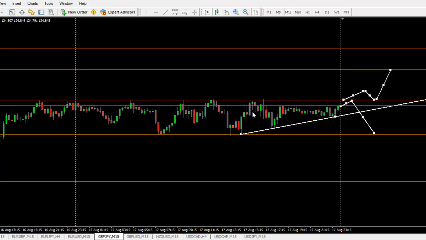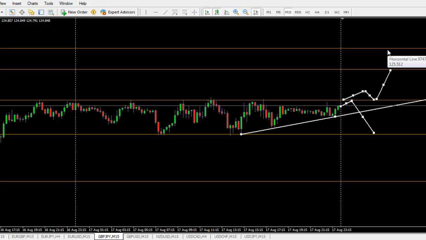Price may be taking a look at these areas and saying, yeah, I'm not so sure I want to be that high anymore. 125.50 is a pretty solid level, and right now we're at 124.84. So 125 is really our area of interest. It's going to be a big issue.